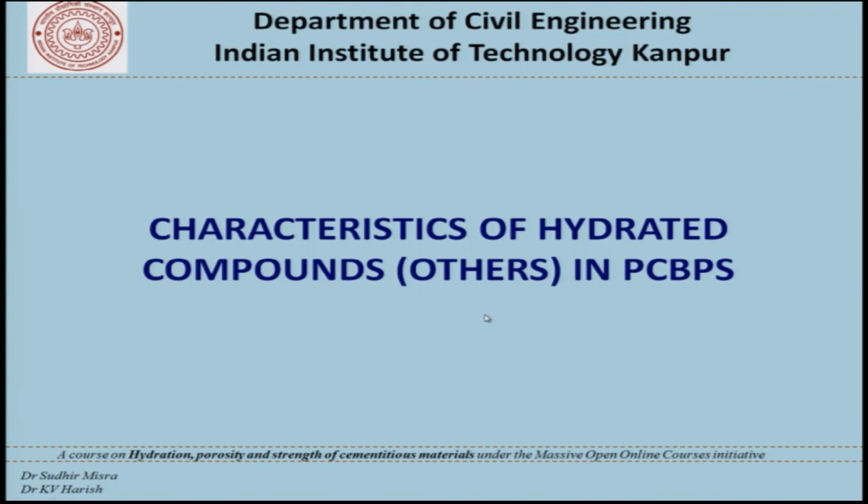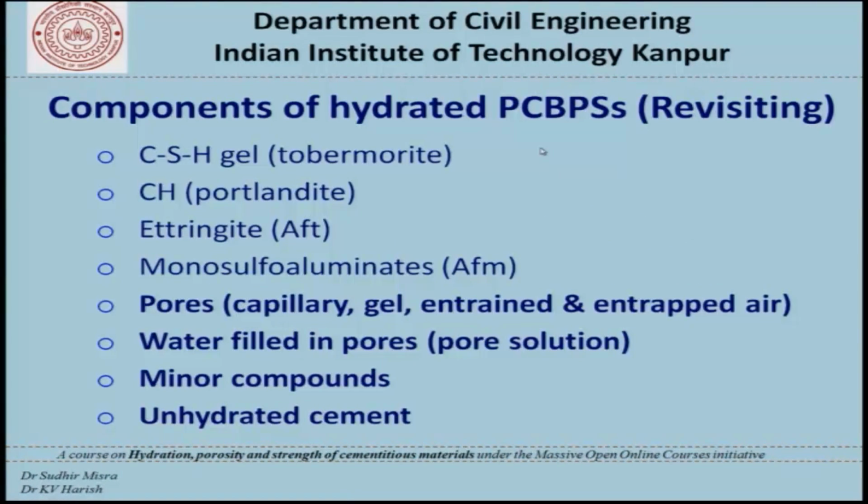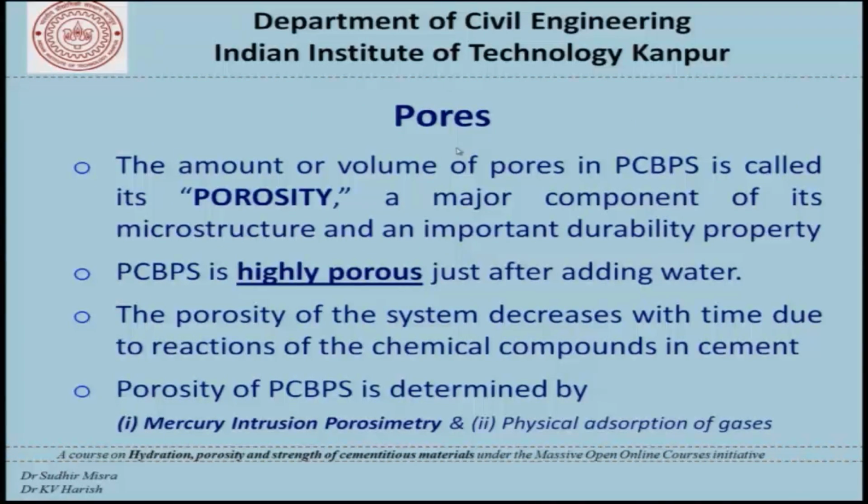So, now, characteristics of hydrated compounds. We have seen the first four, and in this lecture we will see about pores, water filled in pores, minor compounds and unhydrated cement. First is pores. The amount or volume of pores in a Portland cement based paste system is called porosity, and it is a very important component of the microstructure, and it is also an important durability property.